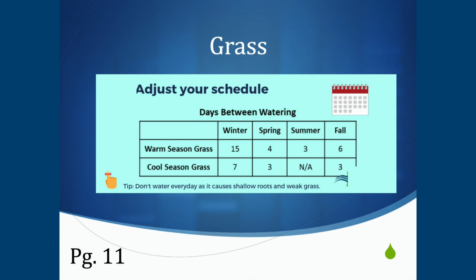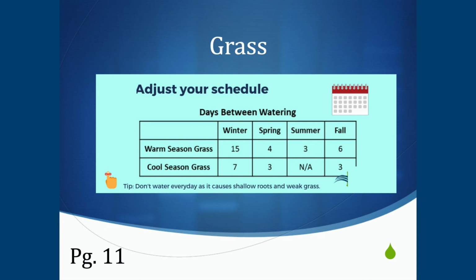Now let's take this and break it down into just one section. So let's talk about grass. This is a simplified chart, a little bit easier to read, to determine how often we need to run. Based on whether you have warm season grass or cool season grass, all you have to do is determine what season we're in right now. Cool season grass is typically going to be watered a little more often.